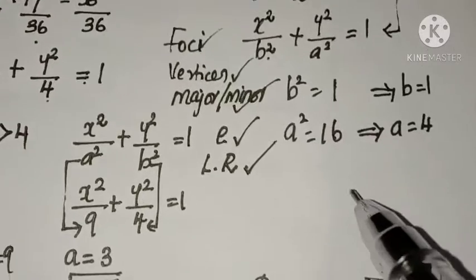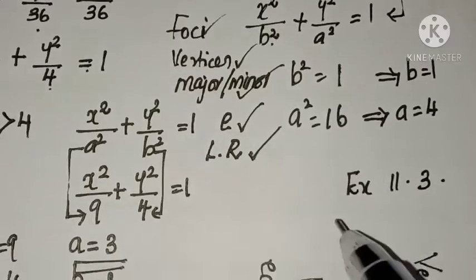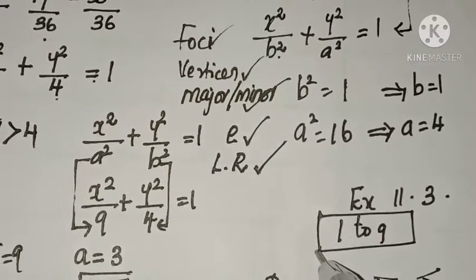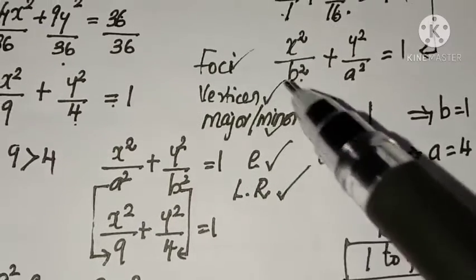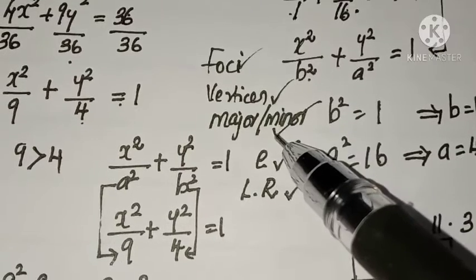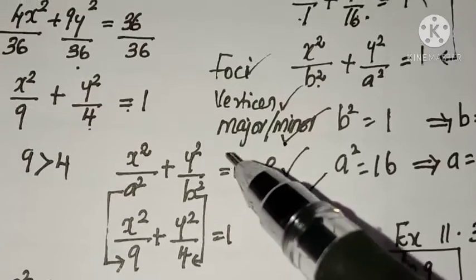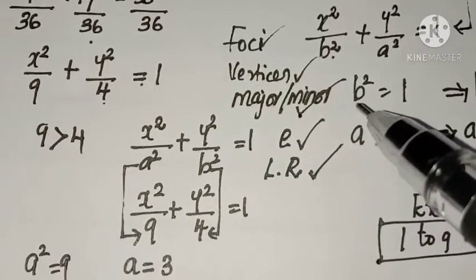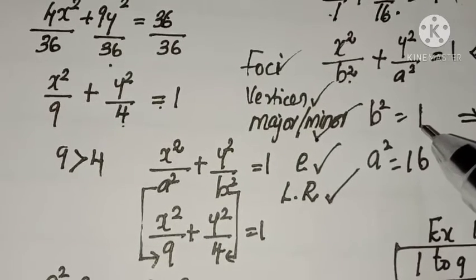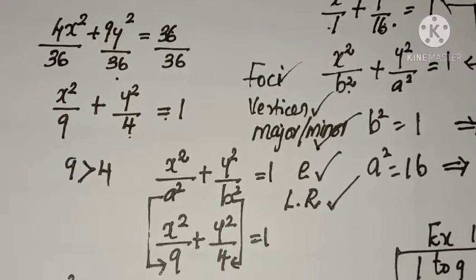Listen, exercise 11.3, questions 1 to 9. All the questions are about finding the coordinates of foci, vertices, length of major axis, length of minor axis, eccentricity and length of the latus rectum of the given equation of ellipse. So do it yourself. It is an easy one. Don't be lazy. Keep your notebook work up to date.